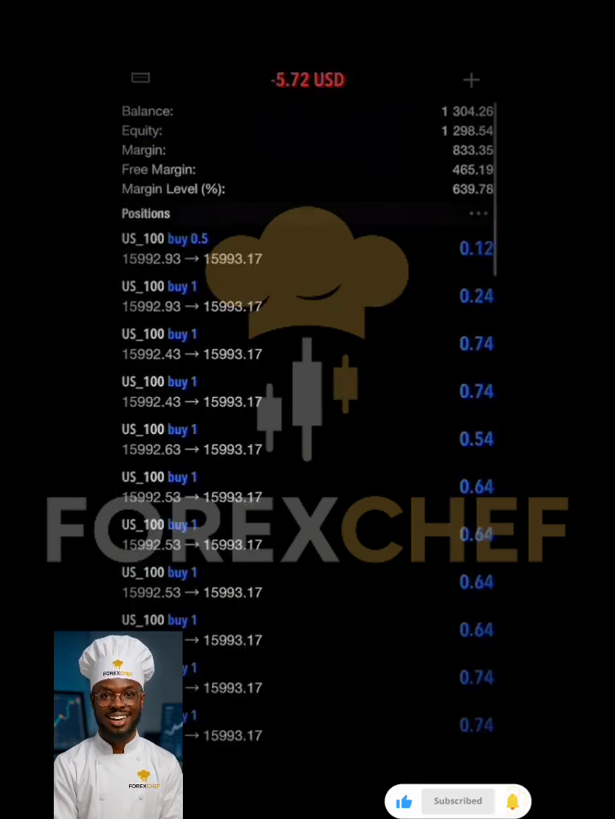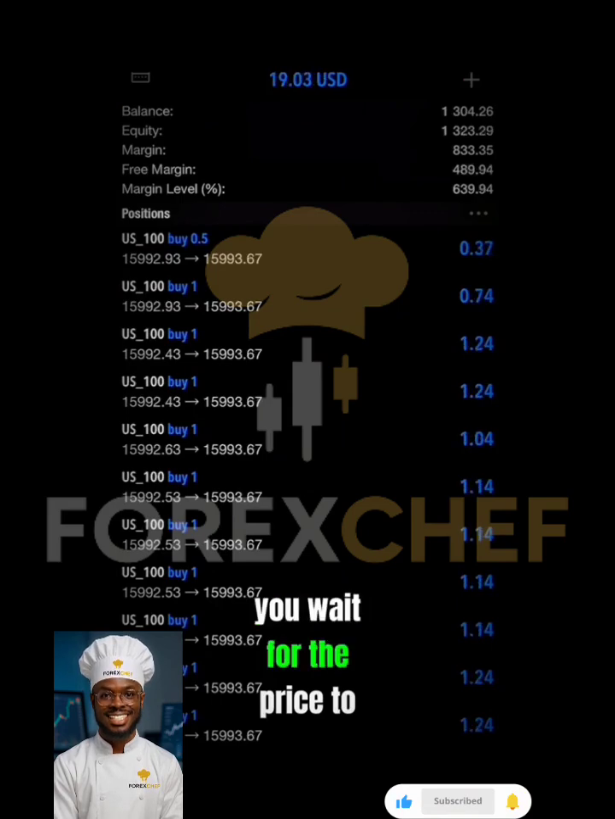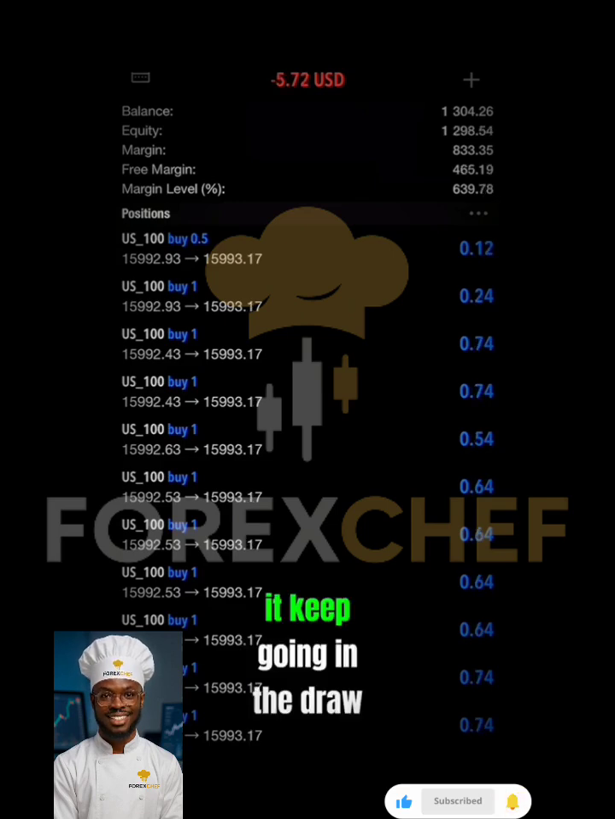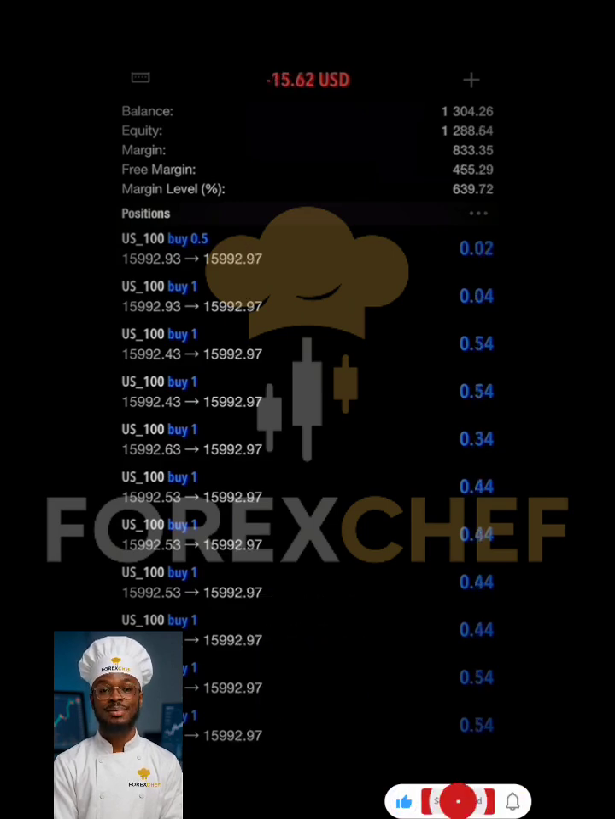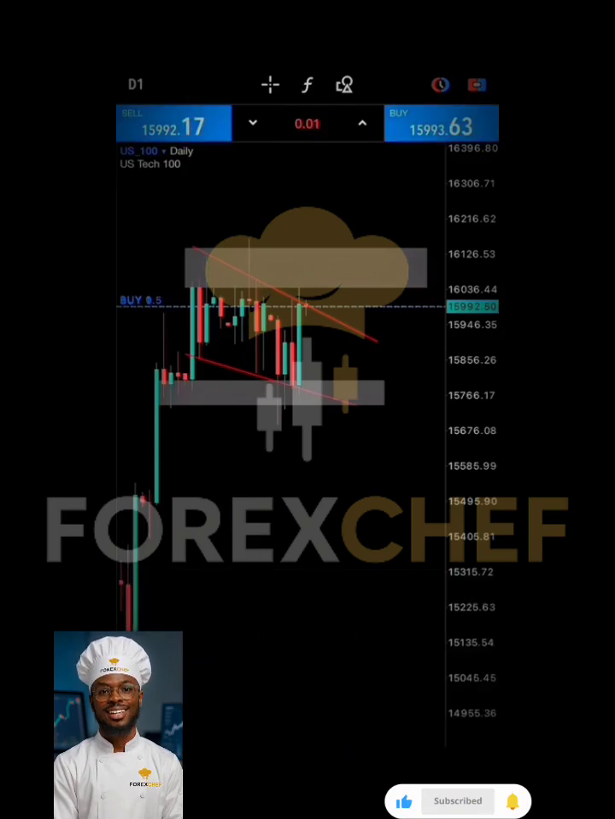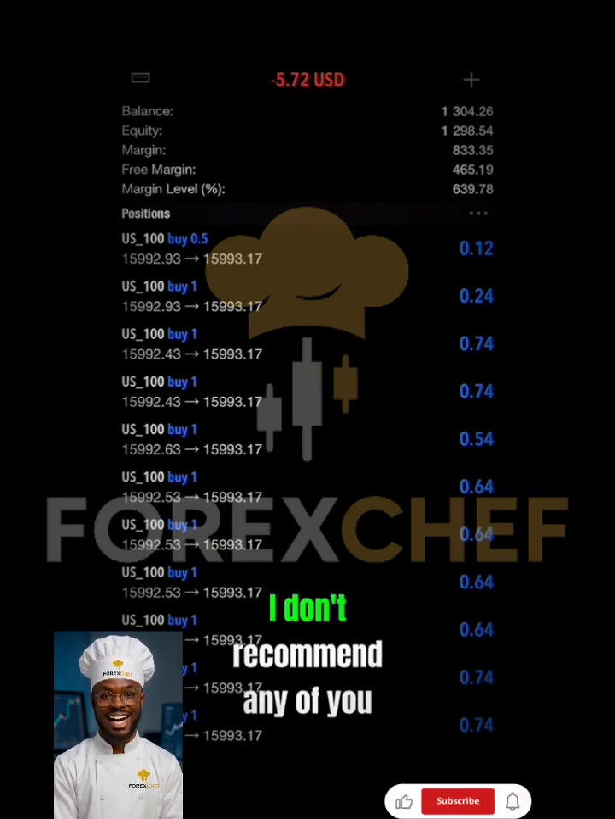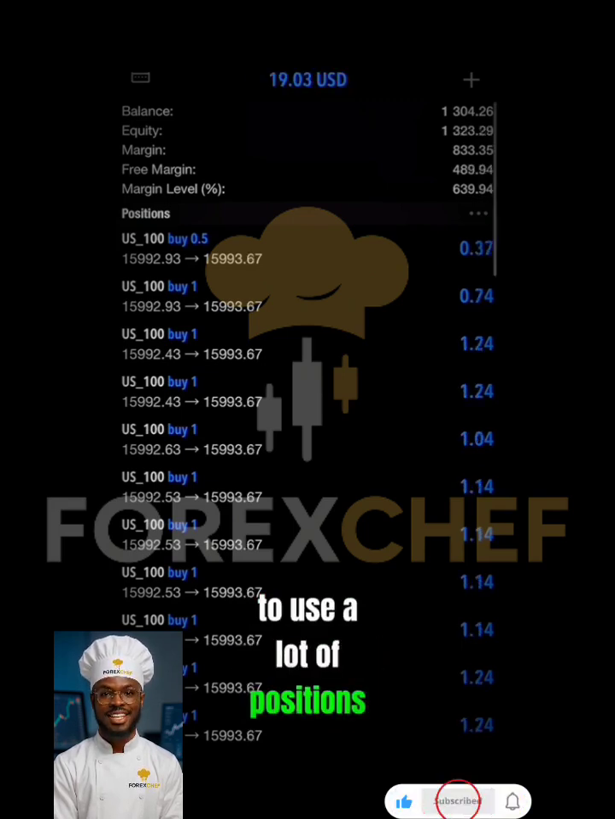Okay, you wait for the price to keep going up. It keeps going in the drawdown, but you just wait. As you can see, it's highly volatile and I used a lot of positions. I don't recommend any of you to use a lot of positions.